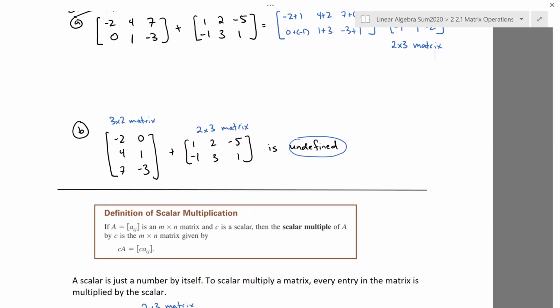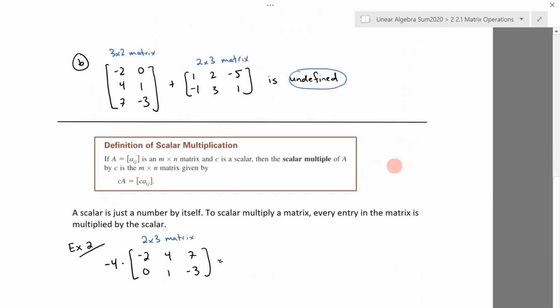The next operation is called scalar multiplication. So the way scalar multiplication works is you take c, which is a scalar. So a scalar is just a number that's by itself. And then the scalar multiple is to take the scalar and multiply it with a matrix. And again, the resulting matrix is still the same size. The way you do the scalar multiplication is the scalar is multiplied by every single entry in the matrix.